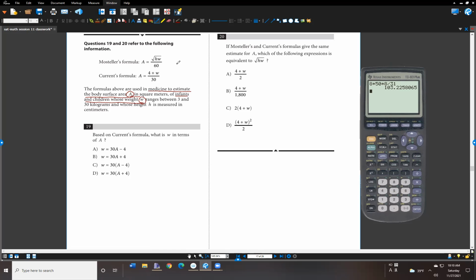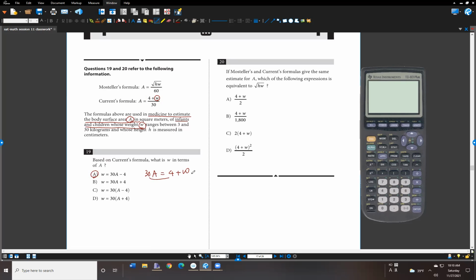Okay, based on the current formula, what is W in terms of A? Well, the current formula has W over here. So times 3 both sides, 3A equals 4 plus W. W equals what? 3A minus 4, right? That's it. Choice A is the answer.